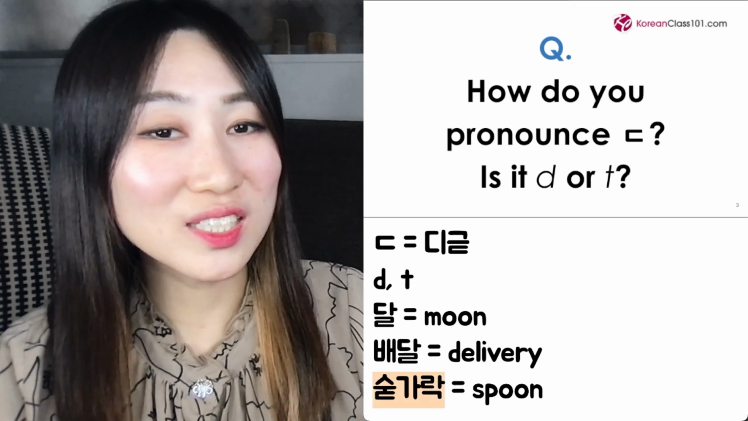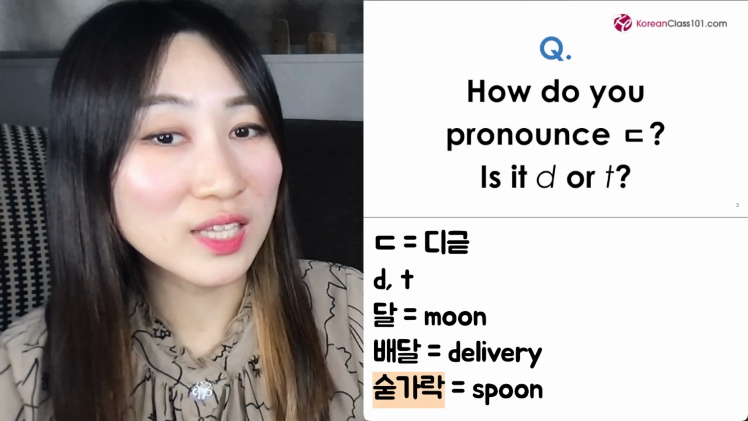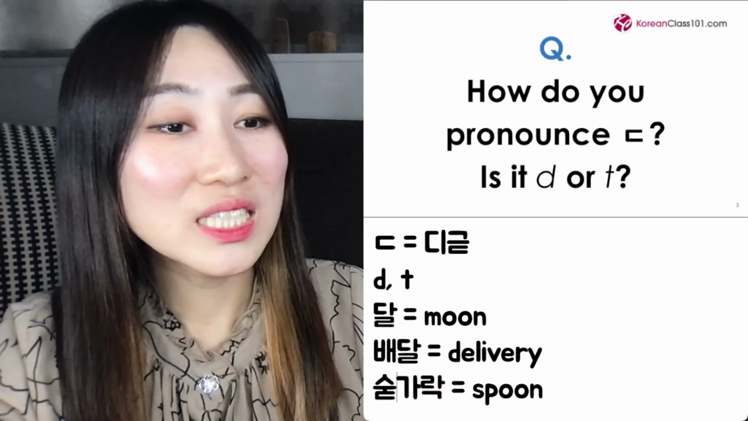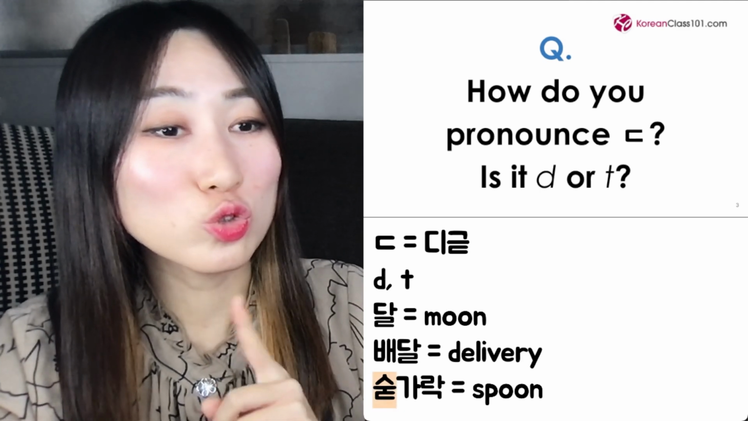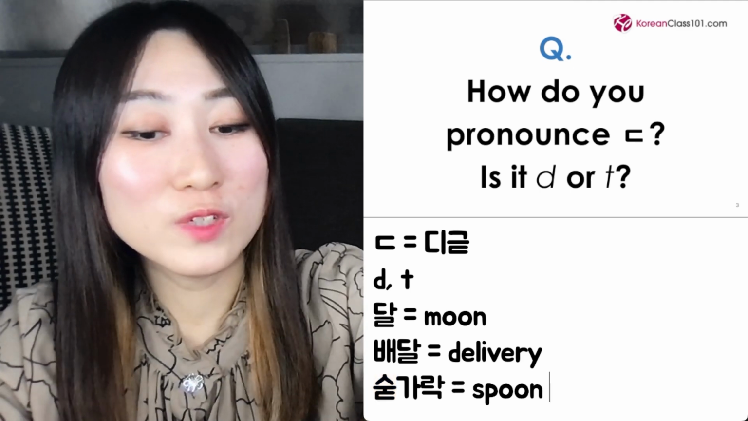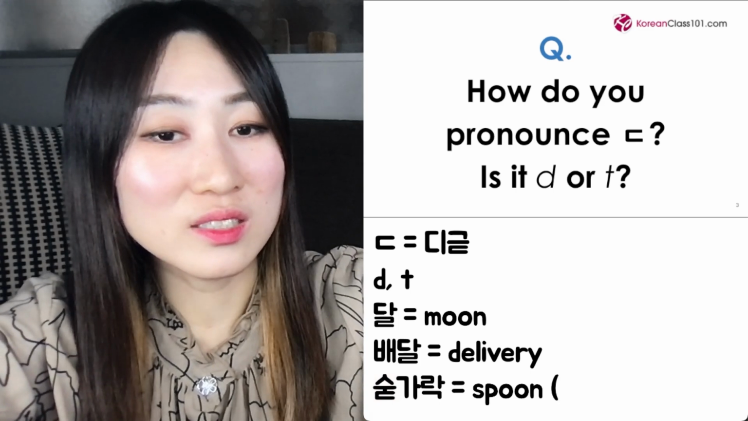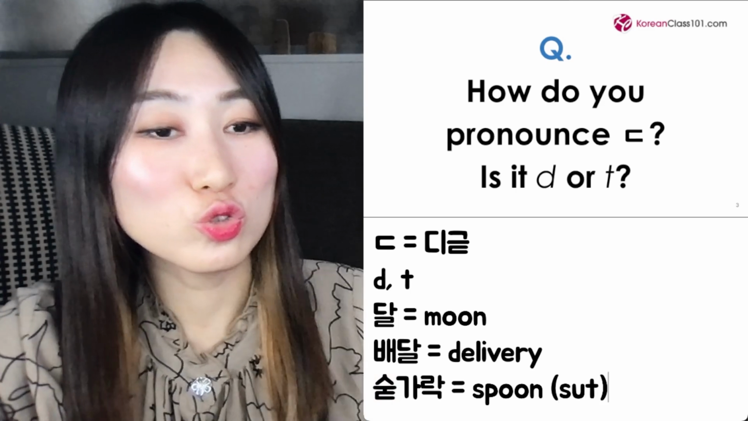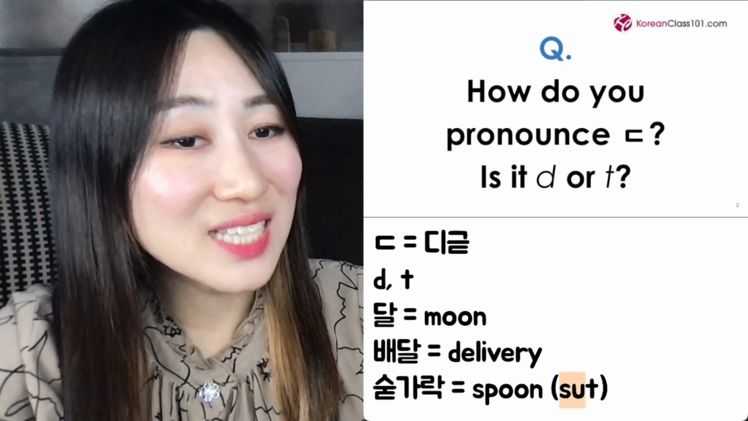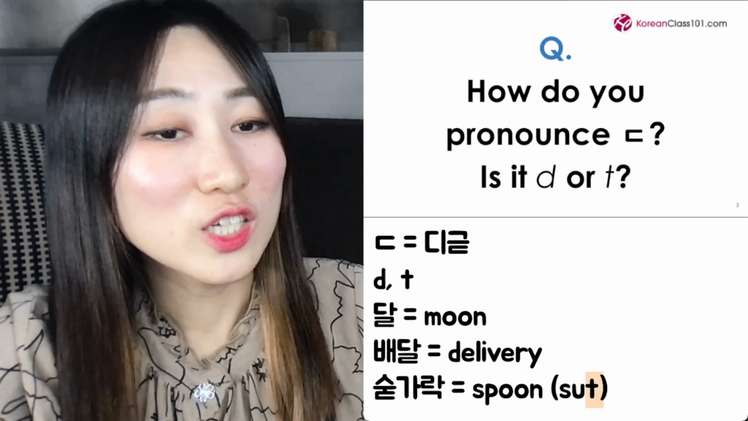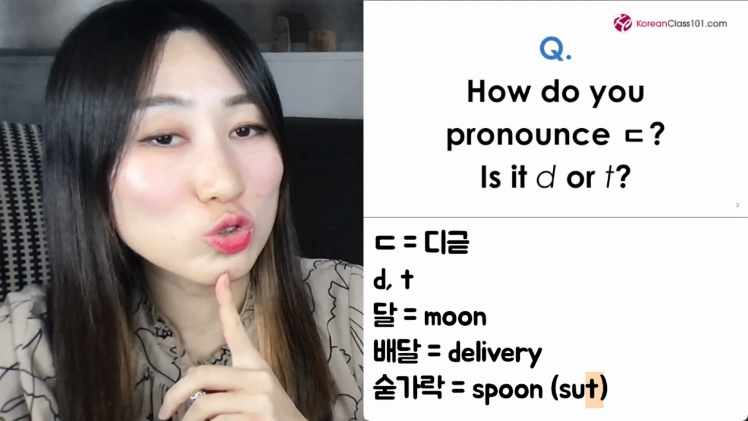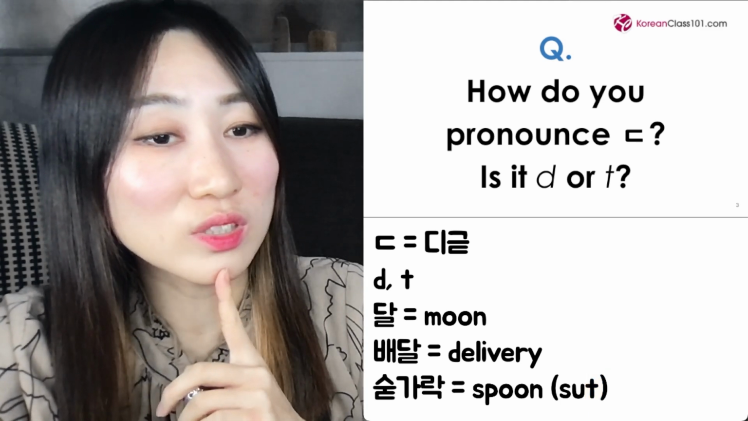Now we have this, 숟가락. It means spoon. 디귿 is used as 받침. The official pronunciation is this, 숟. But it's not exactly same as English T. There's no T sound at the end.